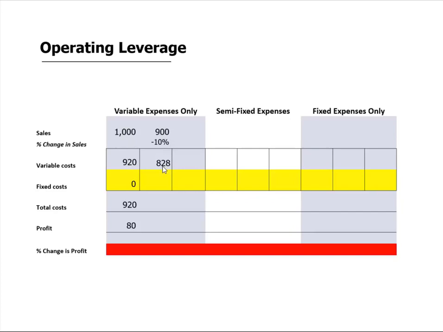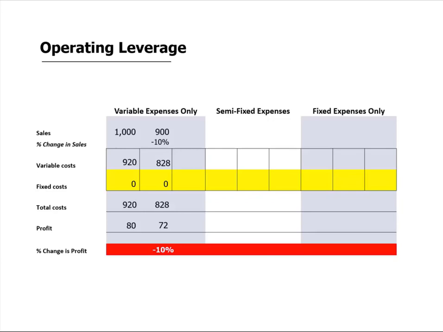So now we're going to say our fixed costs are 0, that hasn't changed. And what is 900 less 828? That gets us our total costs. Total costs of 828. 900 minus 828, and there we get 72. So what's happened is our profit has gone down by 10%.